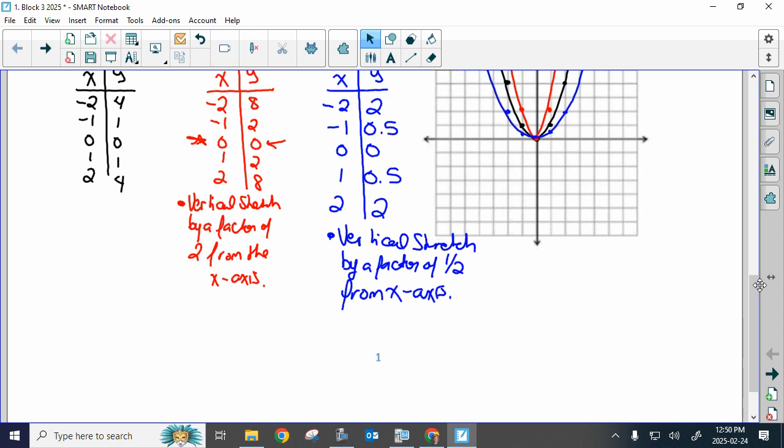So what we're doing right now is either making it go closer to the x-axis or making it go further away from the x-axis. If it gets closer to the x-axis, it appears wider. If it gets further away from the x-axis, it appears narrower. Can you guys get that?